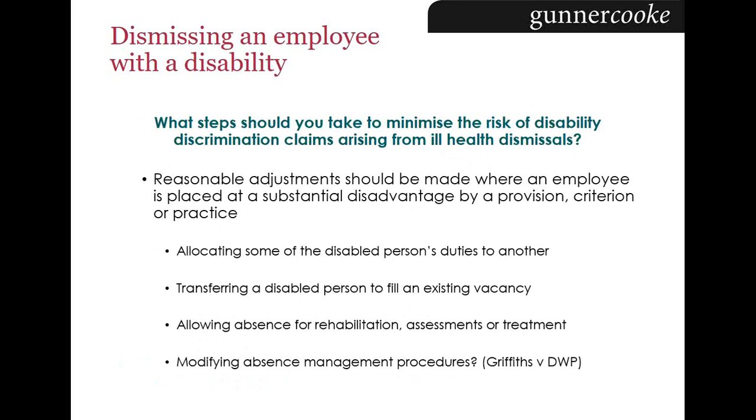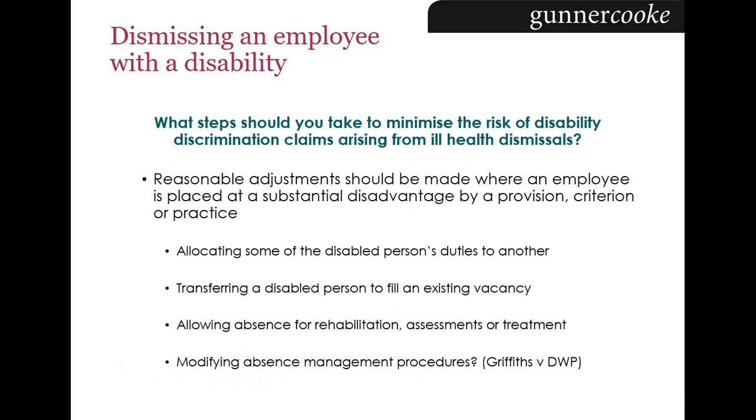This could be anything really to do with their working environment, any policy or procedure. It could be the physical arrangements at the premises themselves. It could be their duties. It could be KPIs. So provision, criterion and practice is a wide-ranging concept. But the key is that you're only required to make reasonable adjustments if there is a substantial disadvantage. So if the employee is not disadvantaged, then there's no requirement to make adjustments. There's no blanket duty if you have a disabled employee to do that.